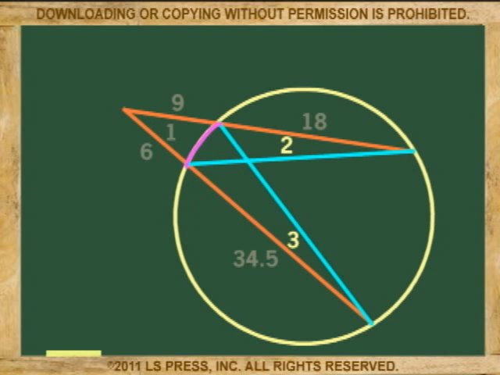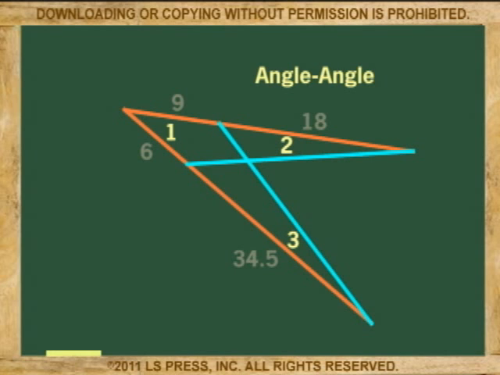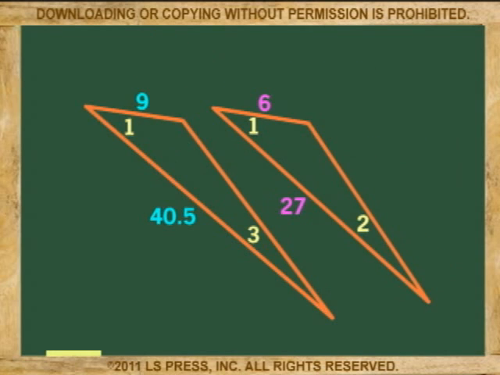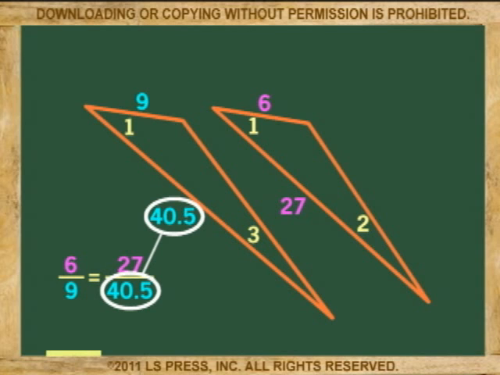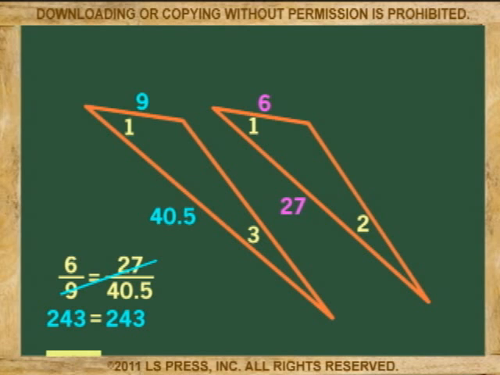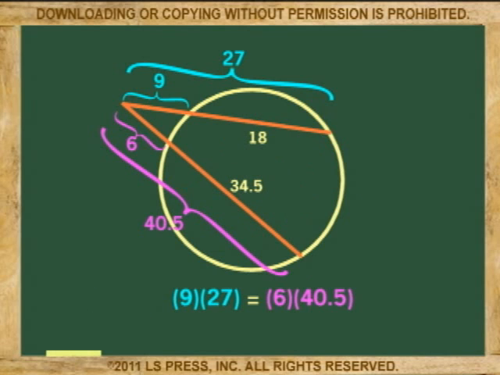Okay, so now that we know that the triangles are similar by AA, we rotate the triangles so we can reference the corresponding sides clearly. Once the triangles are properly referenced, we set up the proportions using the corresponding sides, so that 6 is to 9 and 27 is to 40.5. Cross-multiplying, 6 times 40.5 is 243, and 9 times 27 is also 243. It checks. If you multiply the exterior part of the secant by the whole secant, their products are equal.